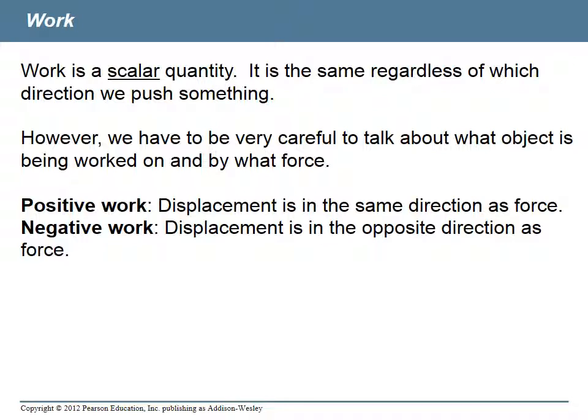I push on the right, friction pushes to the left, but it moves to the right. So because friction's force is to the left, but the displacement is to the right, we say that that's negative work. So the force of friction is a negative work. Basically the way I can summarize that is to say that negative work is when displacement is in the opposite direction as the force. So if something pushes to the left like friction, but it moves to the right, then it's a negative work.